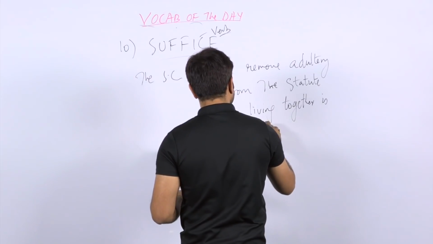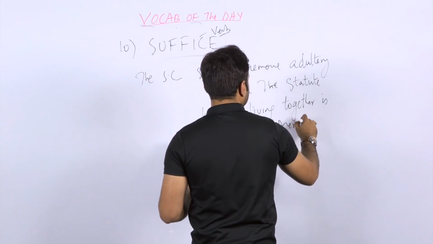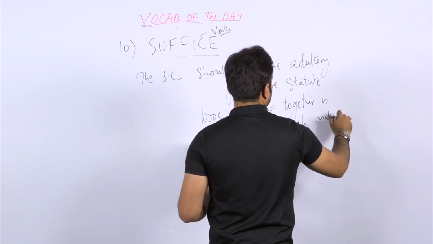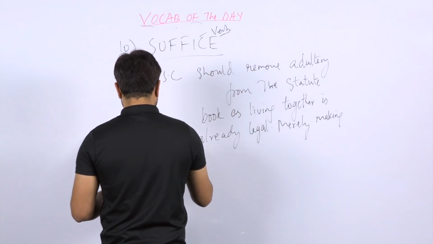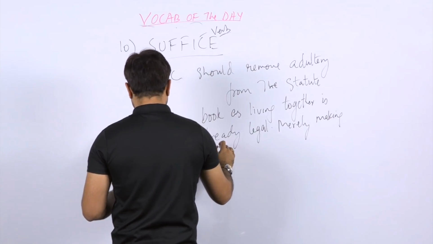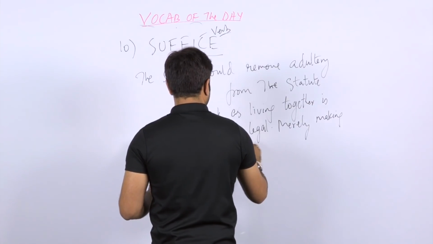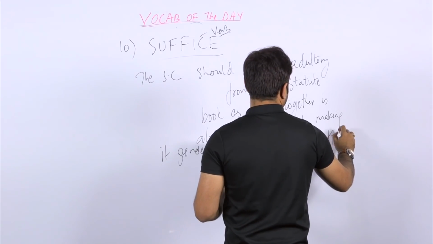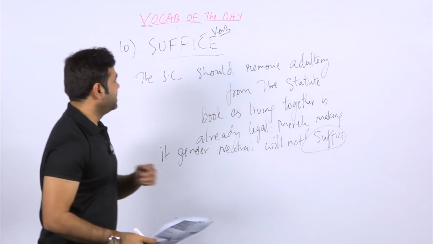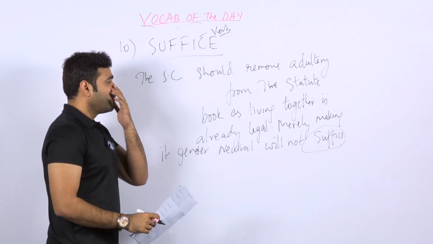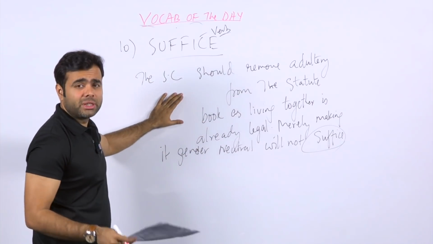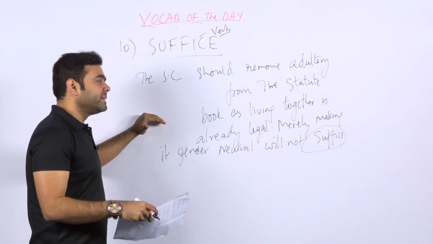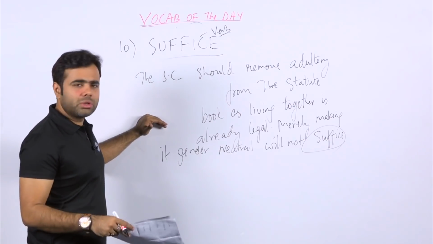Already legal, merely making it gender neutral will not suffice. So this is the word suffice. The Supreme Court should remove adultery from the statute book. That is the book under which everything has been prescribed, or you can say described, as living together is already legal. Merely making it gender neutral will not suffice.